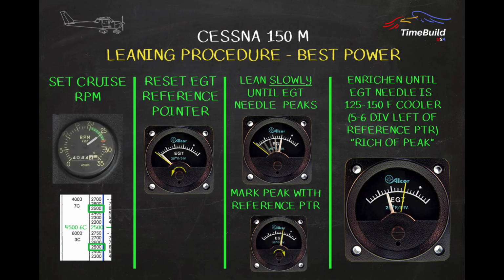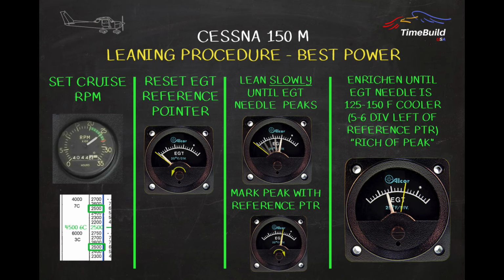Let's take a closer look at how to lean the engine using the EGT. We have just leveled off at our cruise altitude of 4,500 feet. The first step is to set cruise power to 2,500 RPM, which we determined to be about 60% horsepower using the cruise performance table previously.